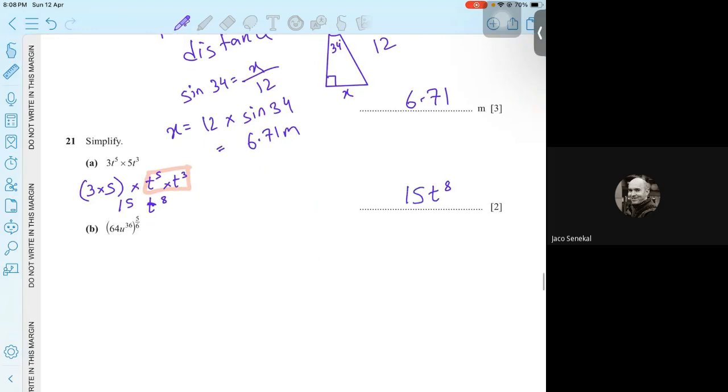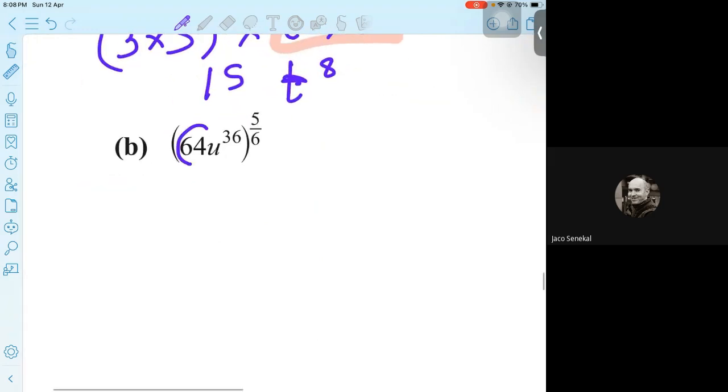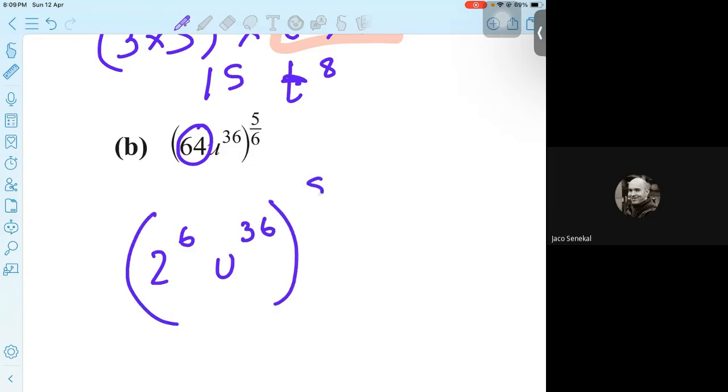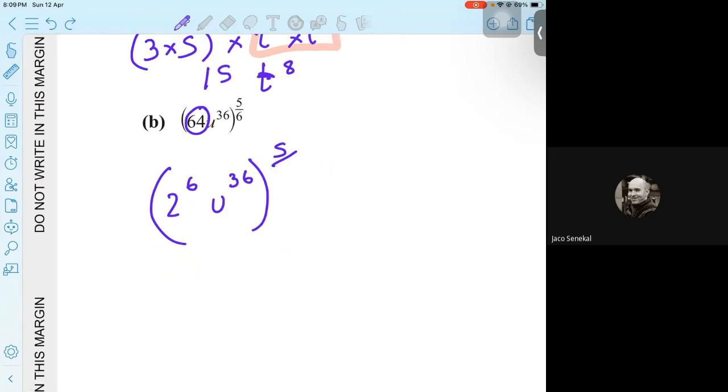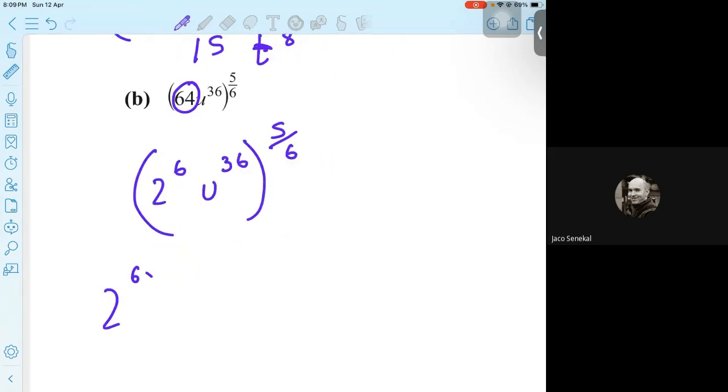15, t to the power 8. This, again, like I said, will make me use the power of 2, okay? So like I said, 2 to the power 5 was 32. So 2 to the power 6 has to be 64, okay? 2 to the power 6 times u to the power 36, this whole thing to the power 5 over 6. This basically means this has this power as well. This has this power as well, okay? So let's see how this works. 2 to the power 6 times 5 over 6, u to the 36 times 5 over 6.